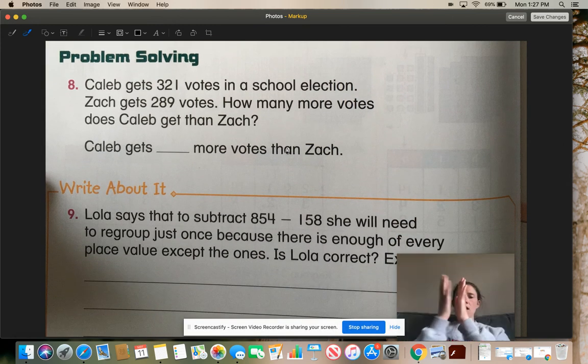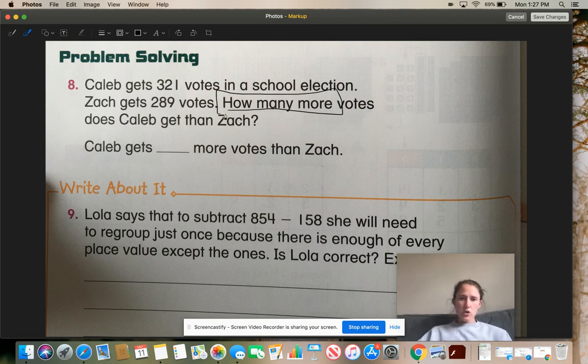Problem solving, yay! Caleb gets 321 votes in a school election. Zach gets 289 votes. How many more votes did Caleb get than Zach? When you see how many more, and we've gone over this so many times this year, boys and girls, when you see how many more, that means to subtract because you are comparing two different people.